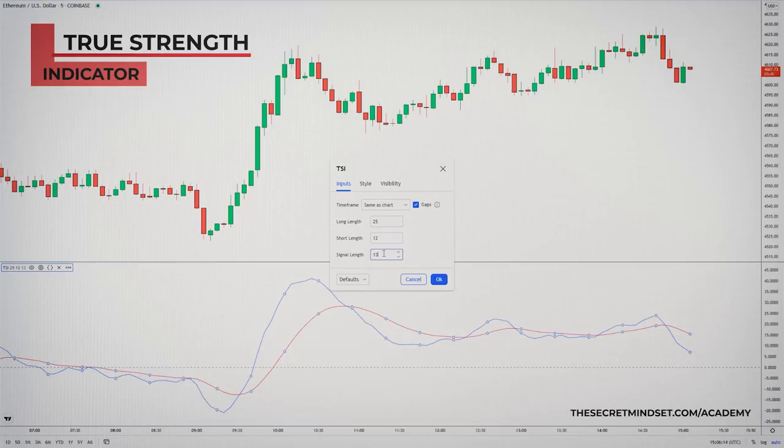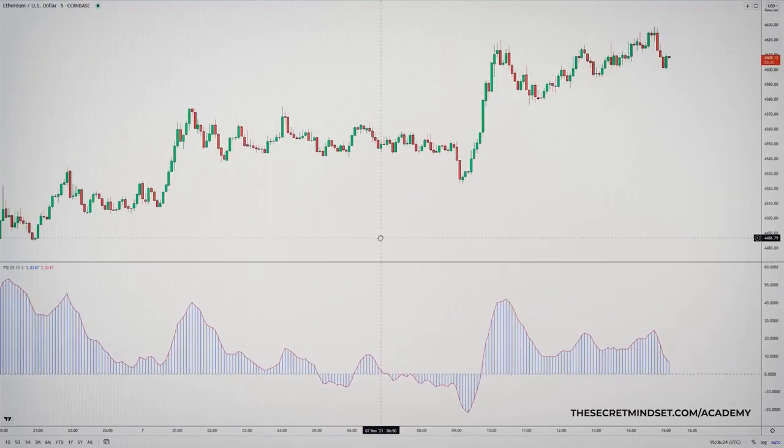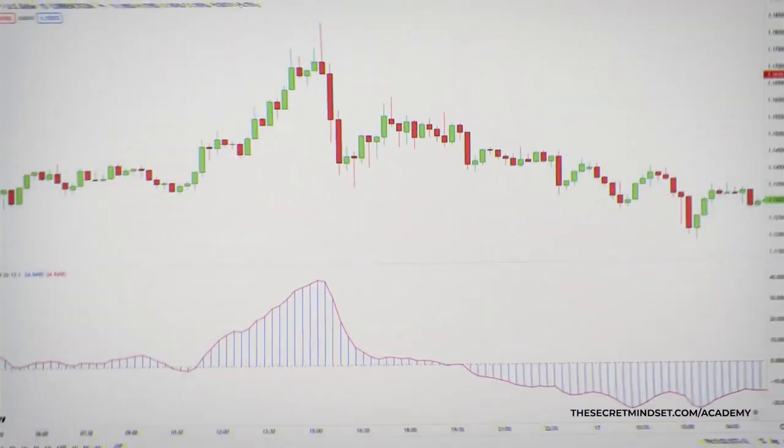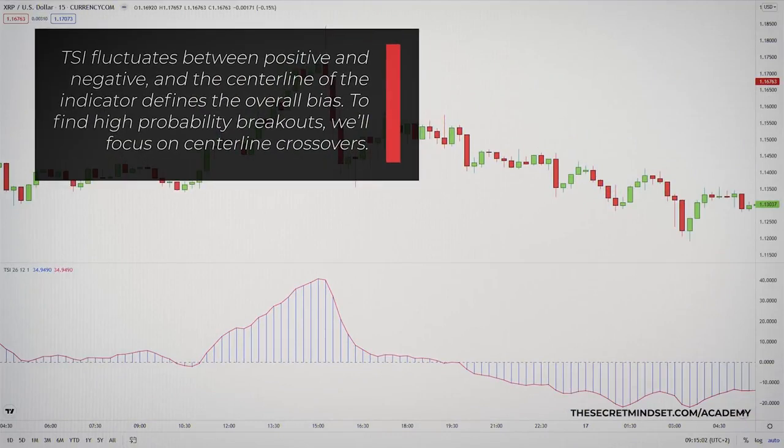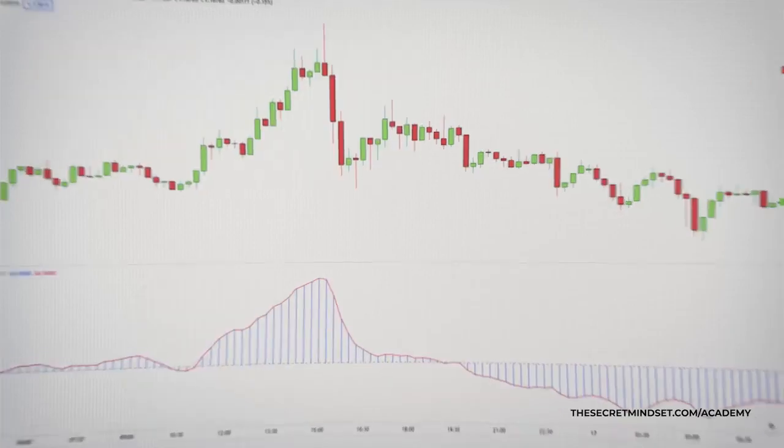Prices also trend in the direction of the breakout. We'll use the True Strength Index, which is an indicator that captures the flow of price action and filters out the noise. TSI fluctuates between positive and negative, and the center line of the indicator defines the overall bias. To find the high probability breakouts, we'll focus on the direction of the future trend by analyzing the center line crossovers. A signal to buy is generated when the TSI crosses above zero. A signal to sell is generated when the TSI crosses below zero.